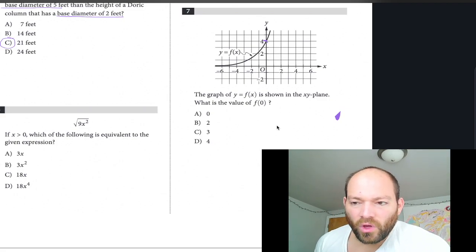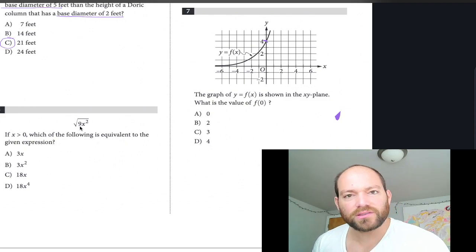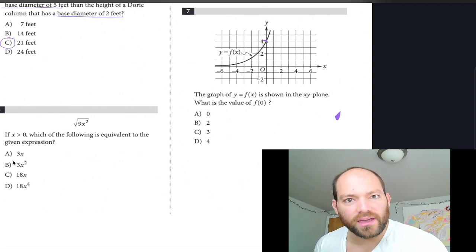Okay. Which of the following is equivalent to the given expression? Well, let's just break it down a little bit. We have a square root over this whole thing. 9 is in there. The square root of 9 is 3. So I'm crossing out anything that doesn't have a 3 in it. The square root of x squared is x. So I'm going to go ahead and circle A.